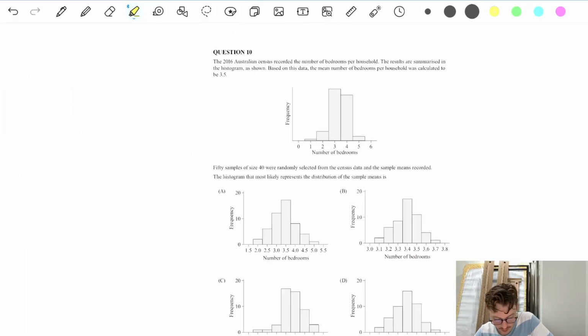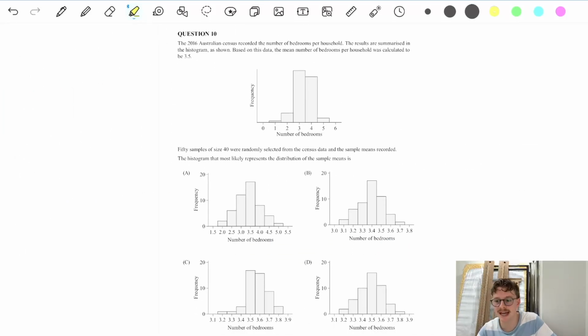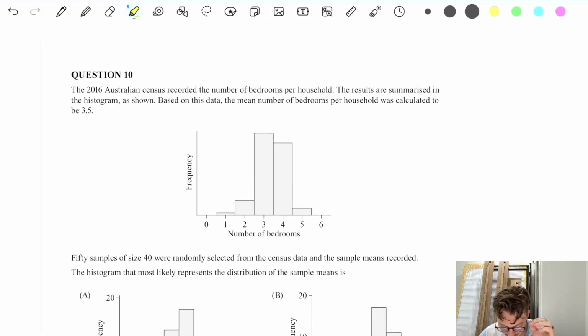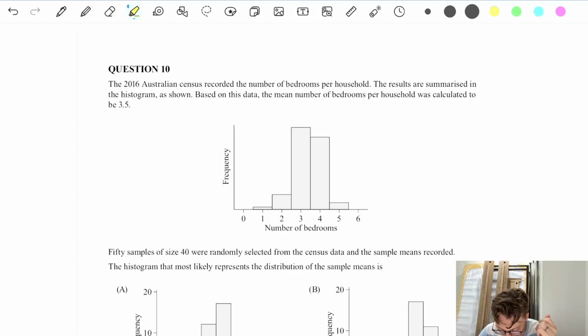Okay, final question. Question 10. The 2016 Australian census recorded the number of bedrooms per household. I'll zoom in a little bit. The results are summarized in the histogram as shown. Based on this data, the mean number of bedrooms per household was calculated to be 3.5. So I know my mean is 3.5, and I'm looking at my frequency table.